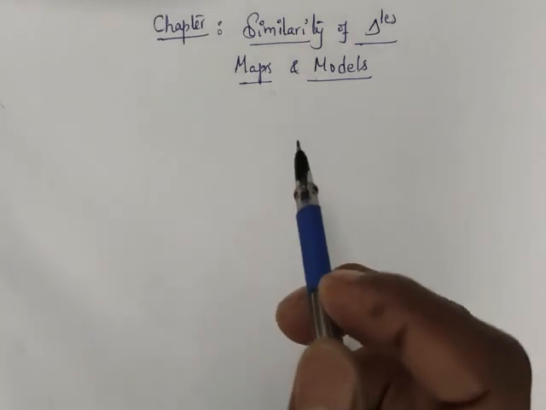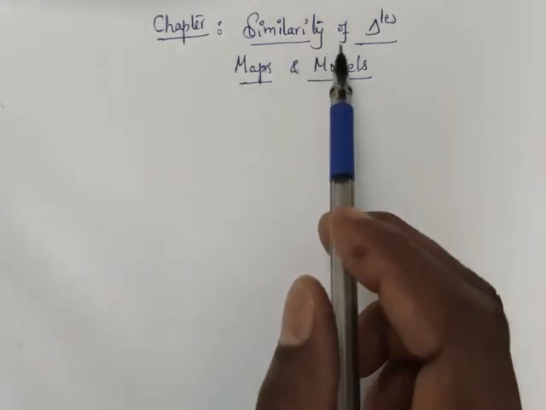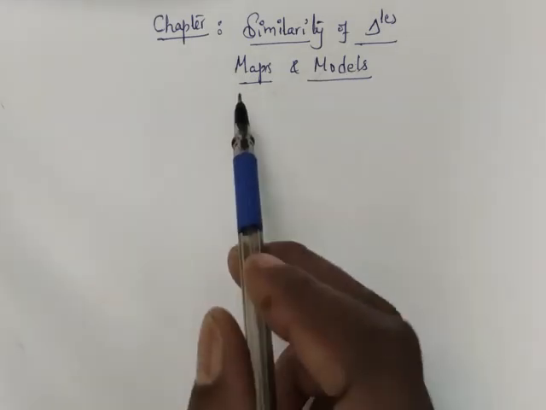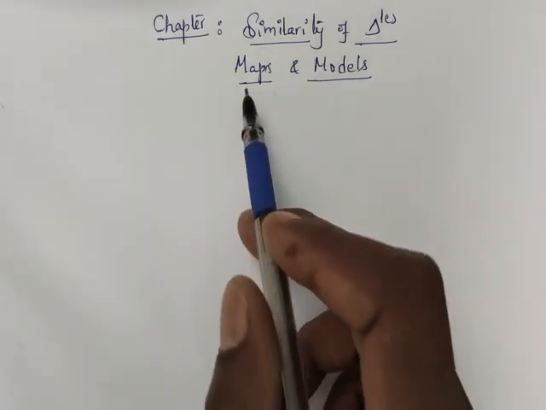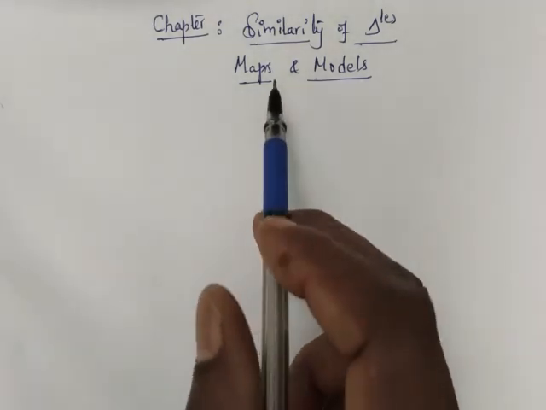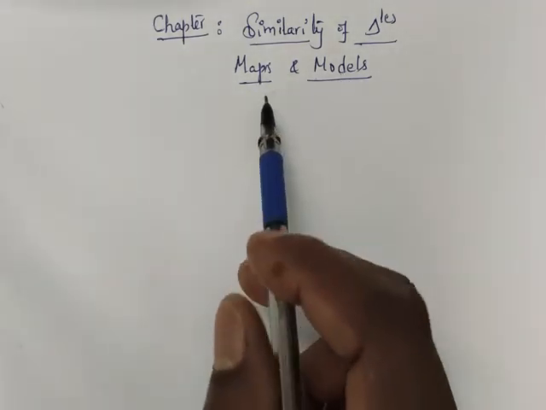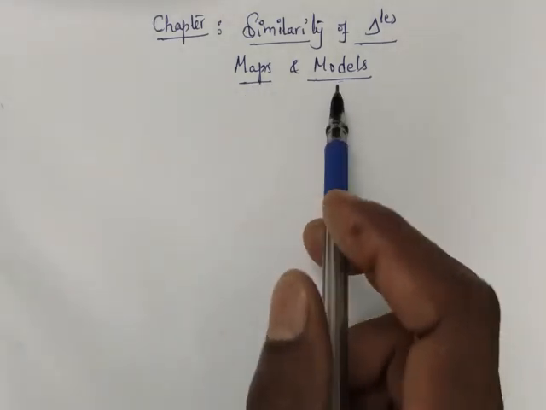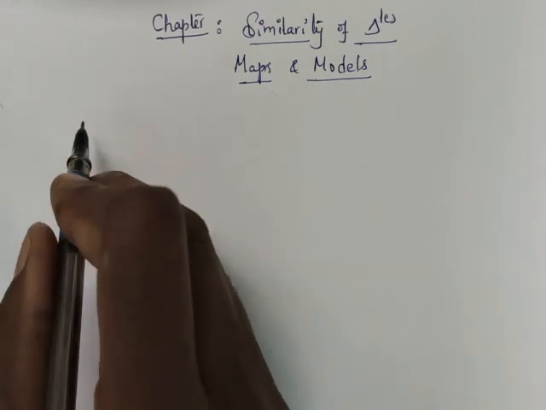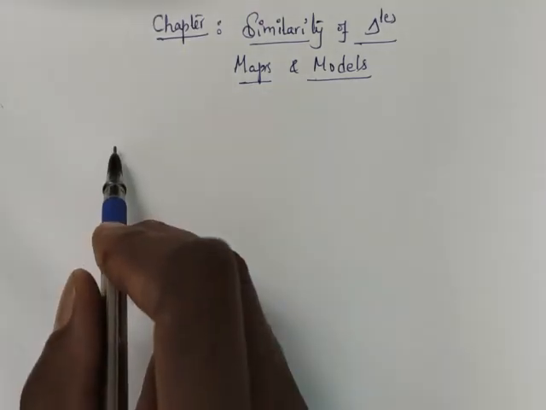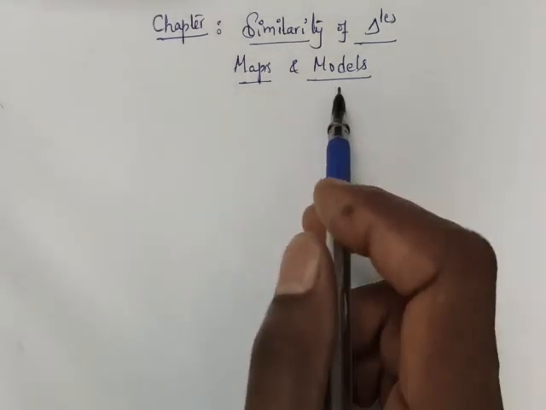My name is Vishwanath. Today's class is about similarity of triangles, under that applications of maps and models. This is the second class about maps and models. In the last class we studied the introduction to maps and models and a few problems on that. Today we'll continue with the same. So let us have a glance at the important calculations under maps and models.